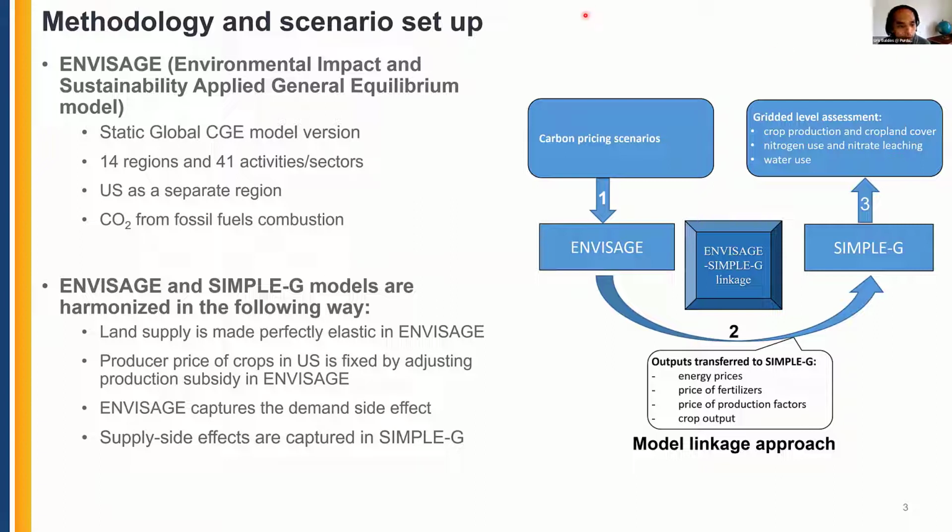Now, when we are moving outputs from Envisage to Simple, there needs to be some sort of harmonization, and these are the things that we've done so far. We assume that in the Envisage model, land supply would be perfectly elastic, and that producer prices will be fixed in the US. The idea there is that Envisage would capture all of the demand side effects, and the job of Simple G is to capture the supply side changes in production and factors of production, and also the input use.